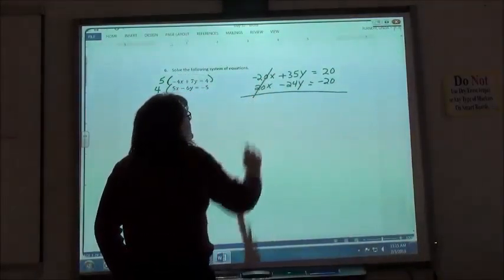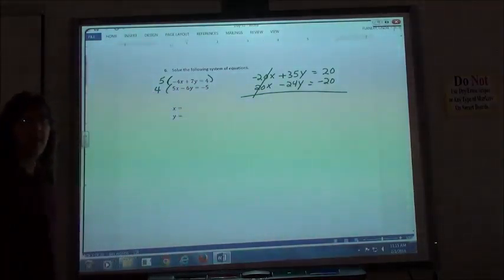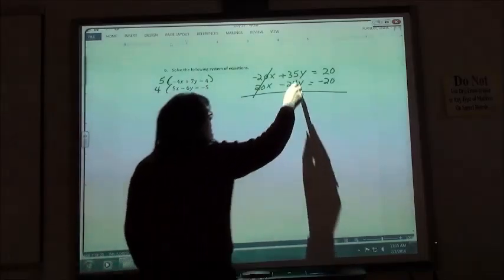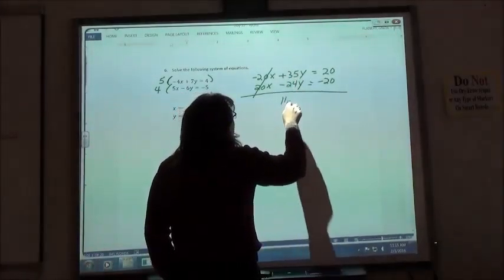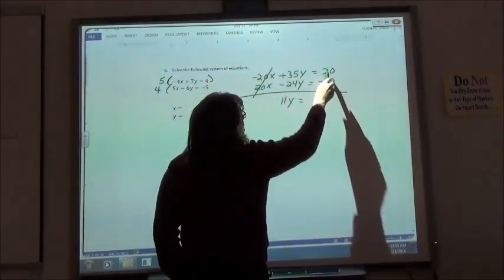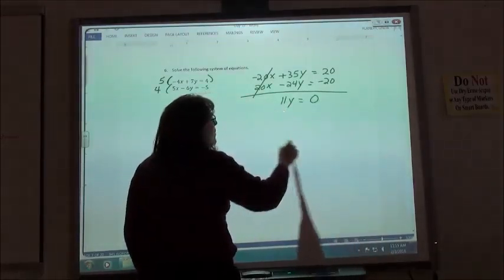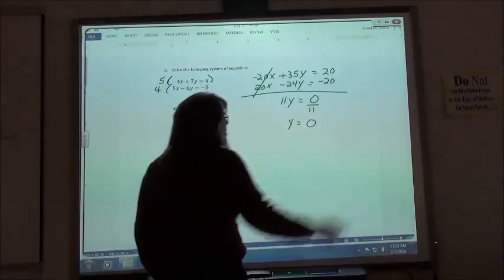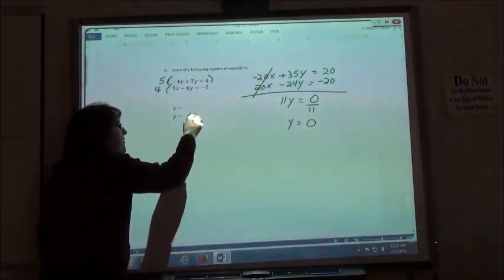So in this case, my x's are opposite. I have one -20 and one +20. They're going to cancel out. 35 minus 24 is 11y. Over here, 20 minus 20 is 0. And when I solve that, 0 divided by 11 still gives me 0. It's okay to have an answer of 0.